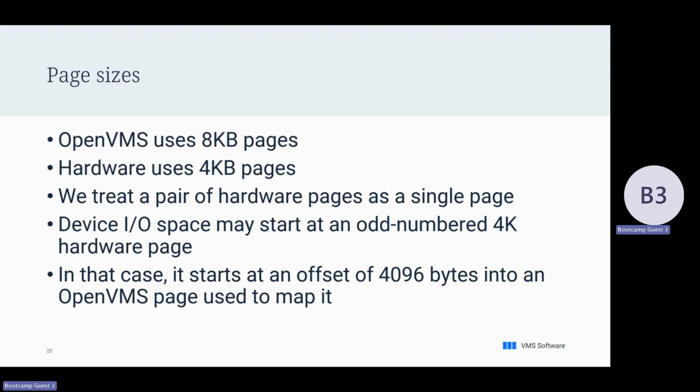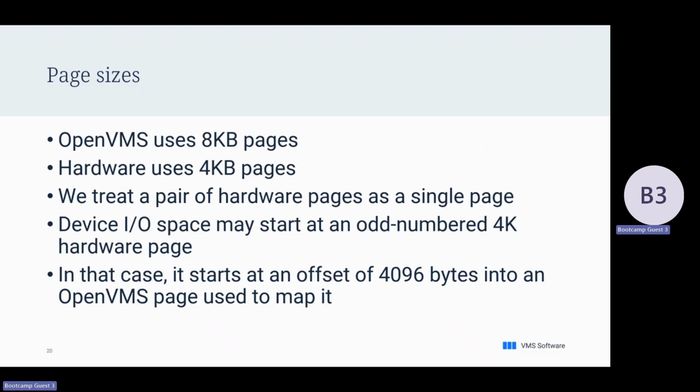Next, page sizes. This is something you can run into if you're dealing with physical devices in a driver. OpenVMS uses 8 kilobyte memory pages. The x86 hardware provides 4 kilobyte memory pages. The way we deal with this is we treat a pair of 4K pages as a single 8K page in VMS.